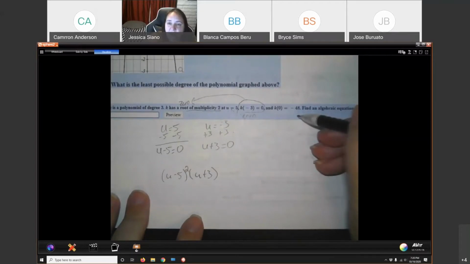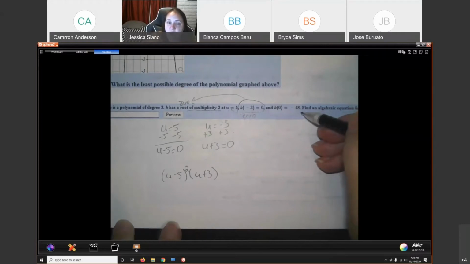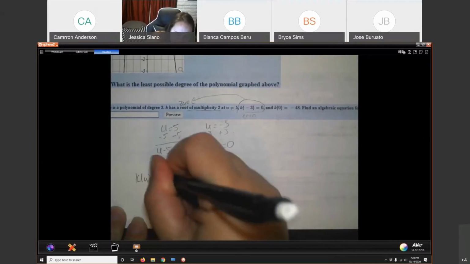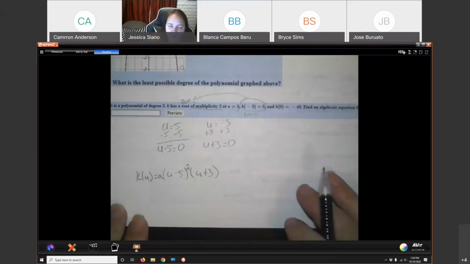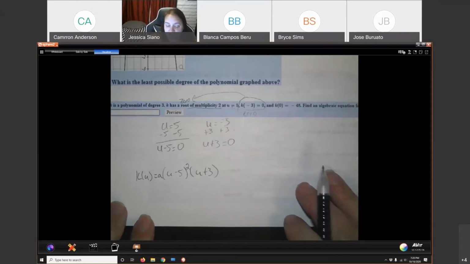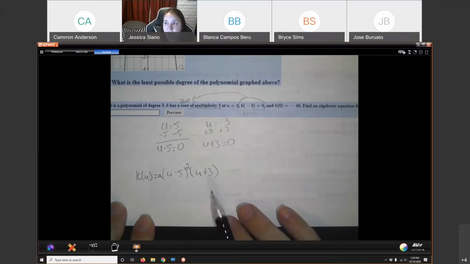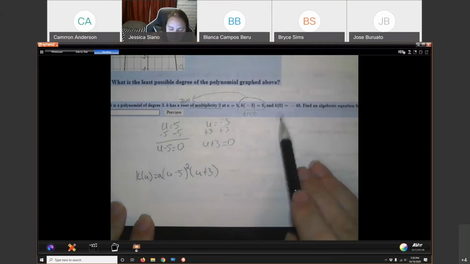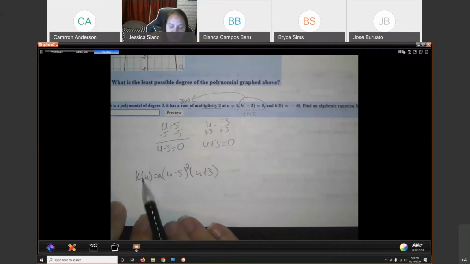And so what about this last point? Any other point, any point that is not a 0, that does not have a y value of 0, I'm going to use to help me find my leading coefficient. So here, what I have so far is that k of u equals some leading coefficient, I don't know what it is, so I'm just going to call it a, times these factors. And I know that I have a point at 0, negative 48. So what I'm going to do is plug in 0 for my u and negative 48 for my k of u, and then I'll solve for a.